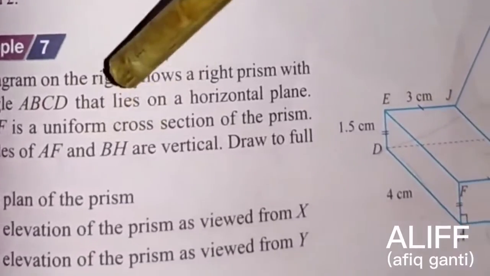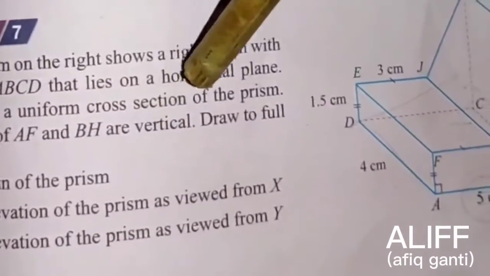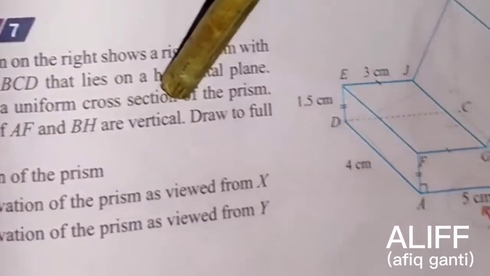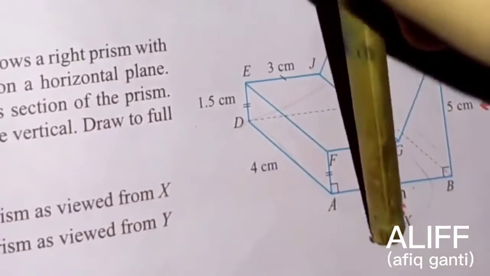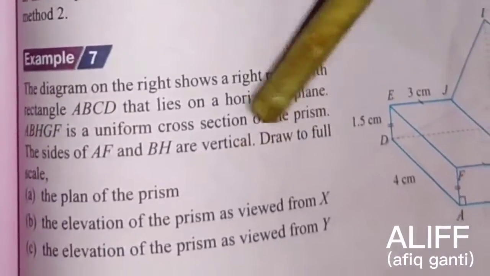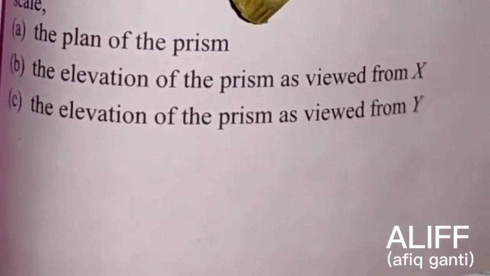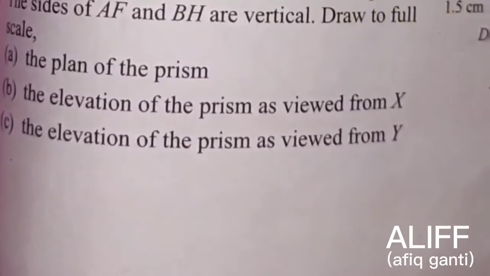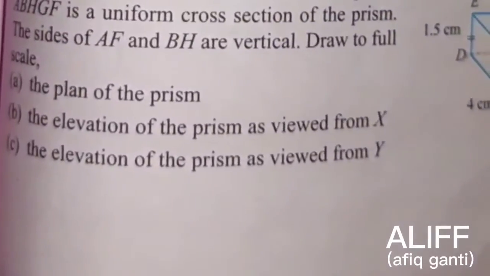ABHGF is a uniform cross section of the prism. The sides AF and BH are vertical, both of them. Draw to full scale the plane of the prism, the elevation of the prism as viewed from X, and the elevation of the prism as viewed from Y. Okay, let's understand the question.